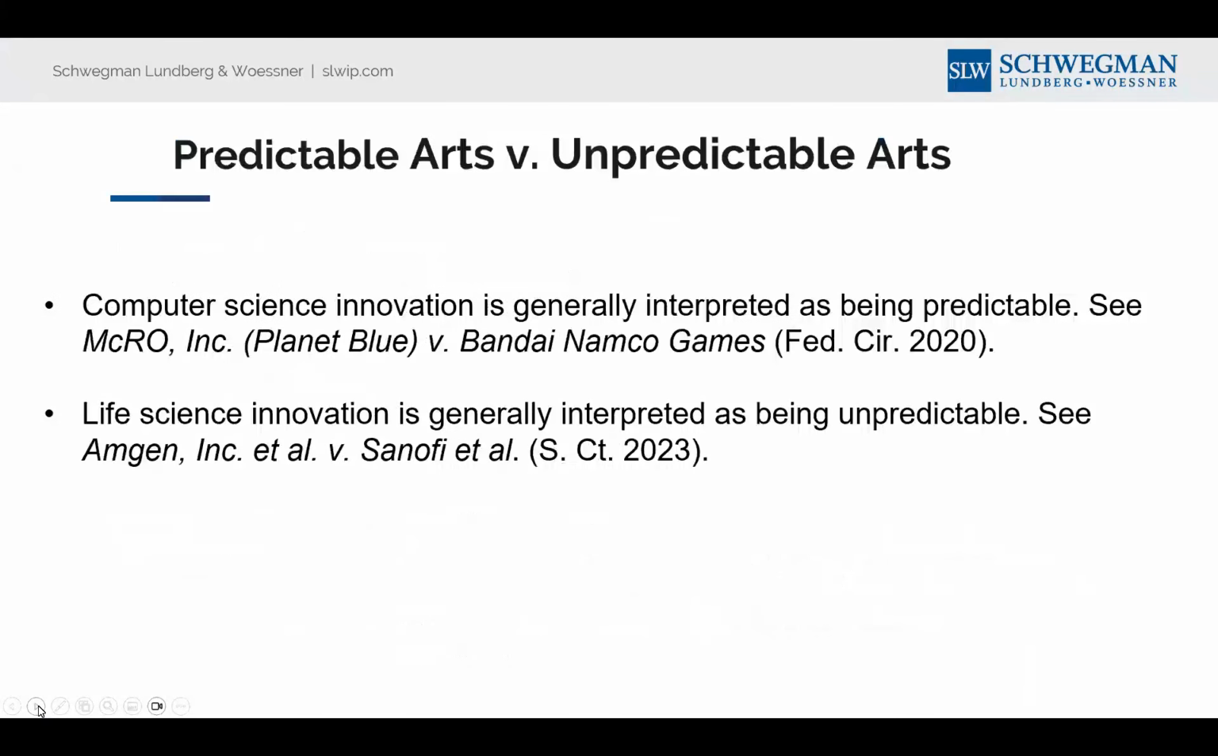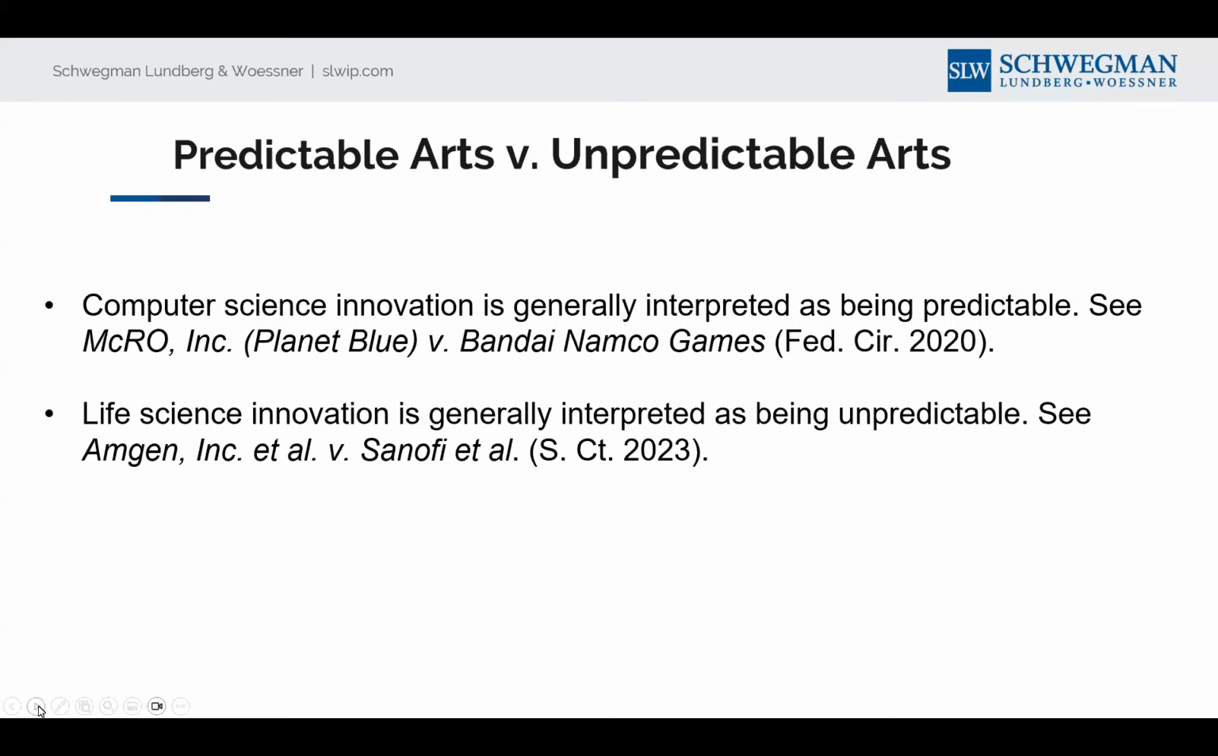Next slide, please. The way that 112 is applied can be different in different art areas. Predictable arts like computer science are generally labeled as predictable, so if you can conceive of it in your mind, you can code it and it will work. Even though that's not always the case, that's the assumption that's made. Life science innovation is usually interpreted as unpredictable, where you need to show data that this works, and they won't necessarily take your word for it.